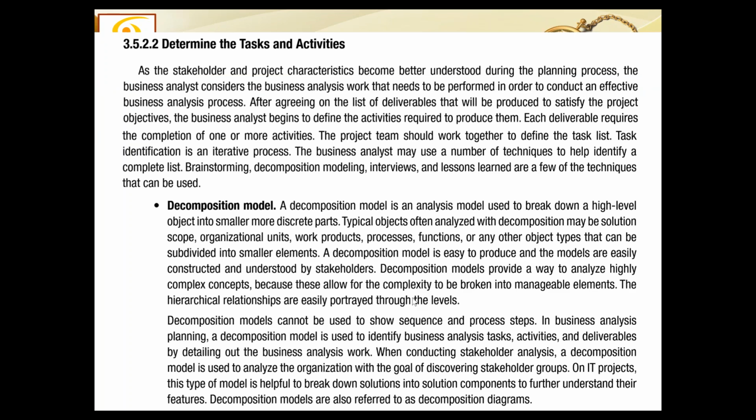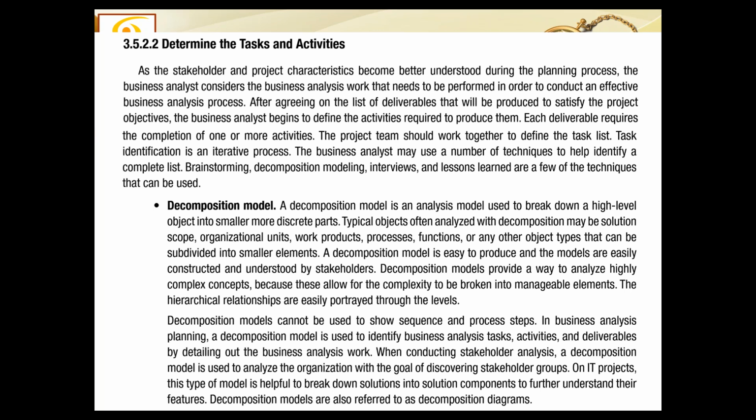Then determine the tasks and activities according to those deliverables. As the stakeholder and project characteristics become better understood during the planning process, the business analyst considers the business analysis work that needs to be performed in order to conduct an effective business analysis process. After agreeing on the list of deliverables that will be produced to satisfy the project objectives, the business analyst begins to define the activities required to produce them.